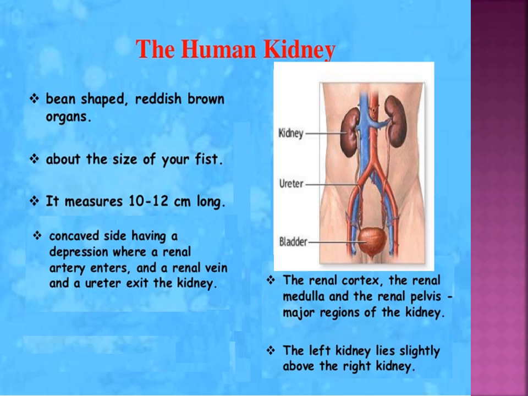These ureters finally come to the bladder. The renal cortex, the renal medulla and the renal pelvis are the major regions of the kidney. Three major regions of the kidney. What are those three major regions? This one is the cortex, then the medulla and then the pelvis. The left kidney is slightly above the right kidney. You can see here the left kidney is slightly higher than the right kidney.